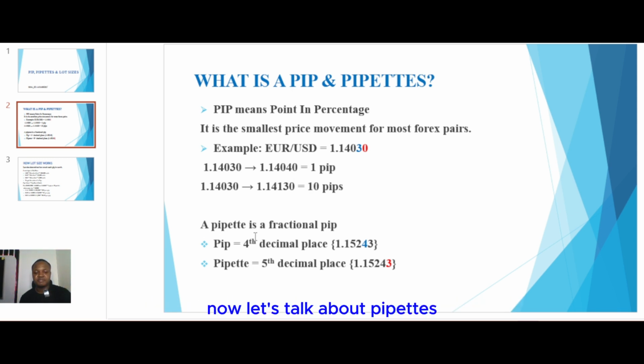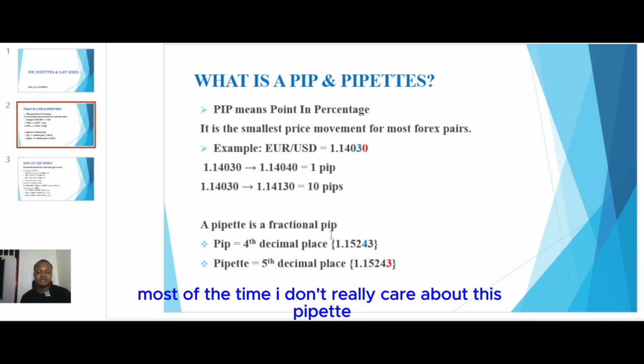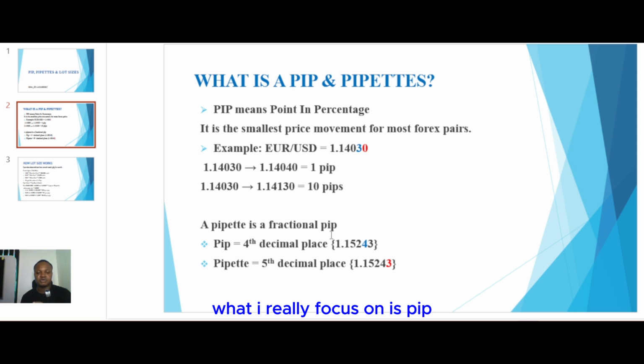Now let's talk about pipettes. A pipette is a fractional pip. It is 1/10 of a pip. Most of the time, I don't really care about this pipette. What I really focus on is pip. But nevertheless, you still have to know what pipette is all about. Now, just like what I said earlier, pipette is the fifth number after the decimal point, while the pip is the fourth number after the decimal point.